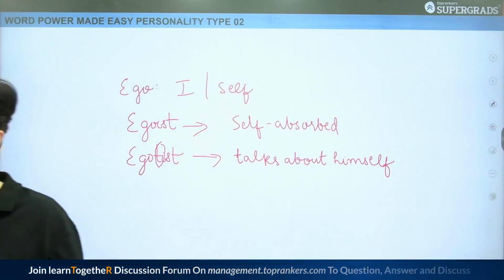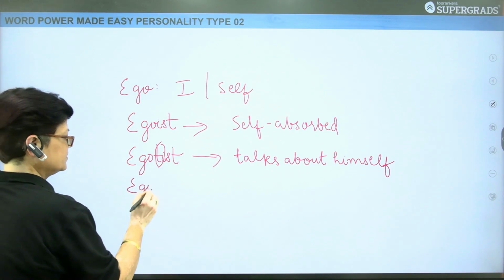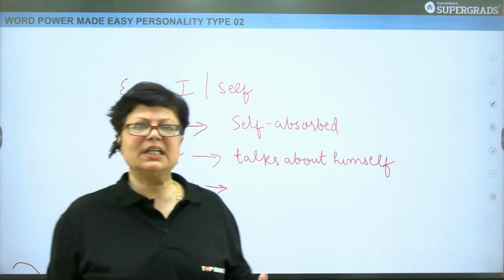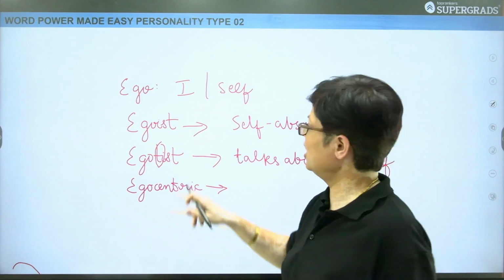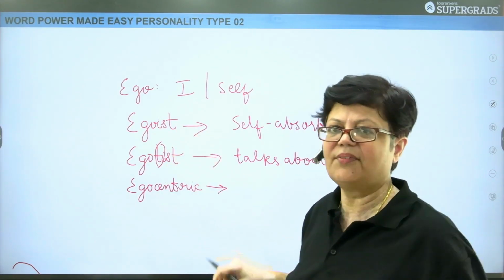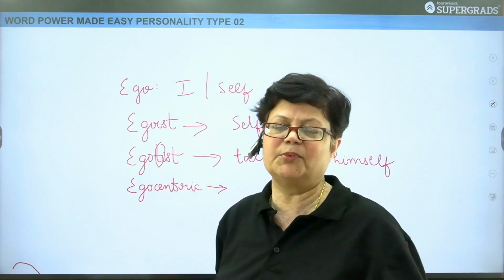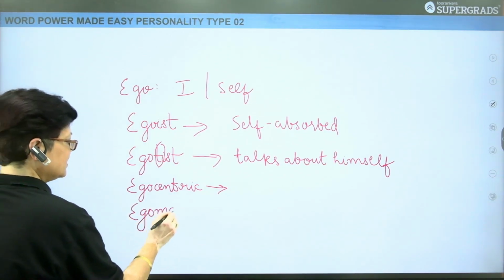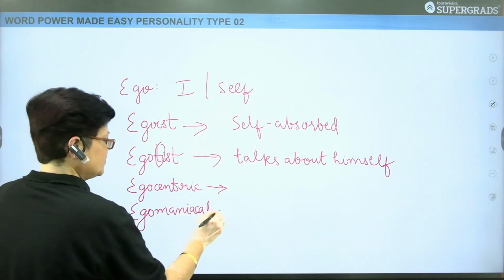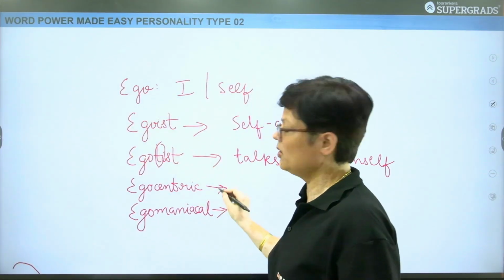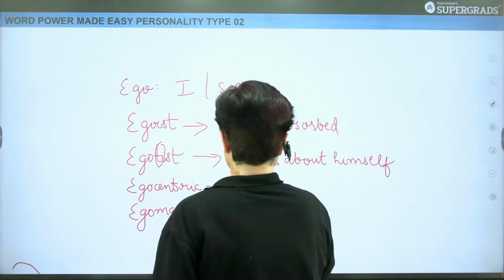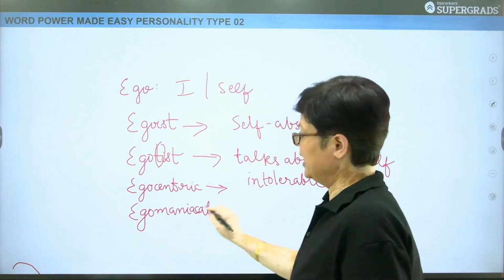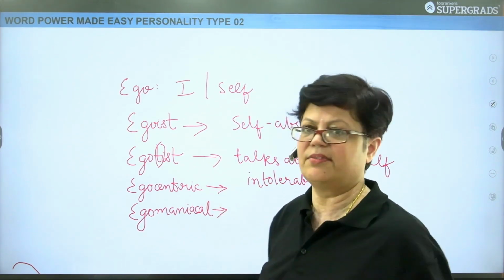Now, the next word which we have to do is egocentric. His whole world is centered around himself. A higher degree of being an egoist is this person. Now, after this, in the frequency or in the level or in the depth or in the intensity comes yet another word, which is egomaniacal. Whereas egocentric is intolerable due to his excessive obsession with himself, egomaniacal is morbidly obsessed with himself.